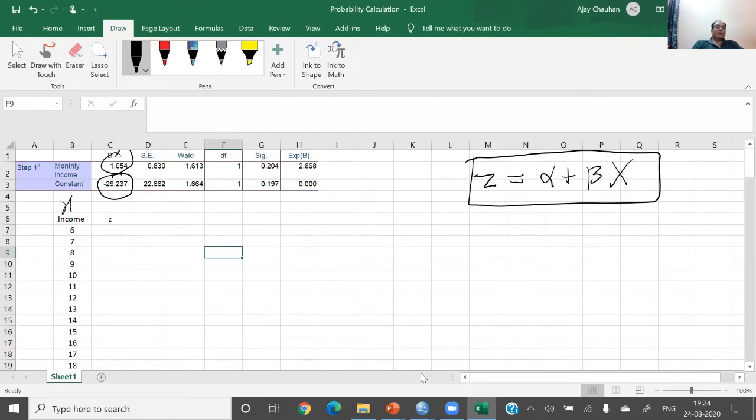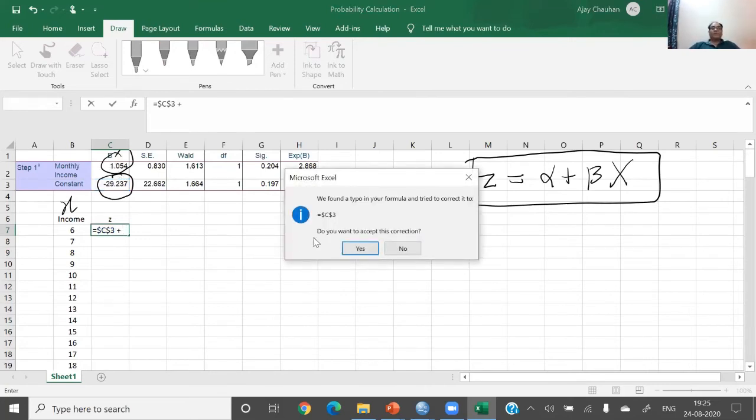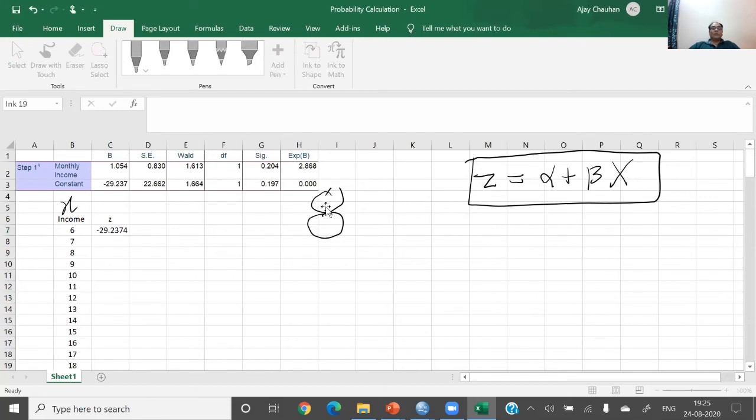So I'm calculating the value of Z. So value of Z is equal to alpha. And because it is a constant, I'm putting the dollar sign to it. Plus, what is my beta? This is my beta. It is also constant.